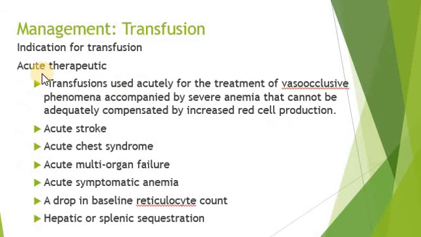In case of emergency, acute therapeutic transfusion is needed for the treatment of the vaso-occlusive phenomena accompanied by severe anemia that is not adequately compensated by increased red cell production. In case of acute stroke, acute chest syndrome, acute multi-organ failure, or a drop in the baseline reticulocyte count.